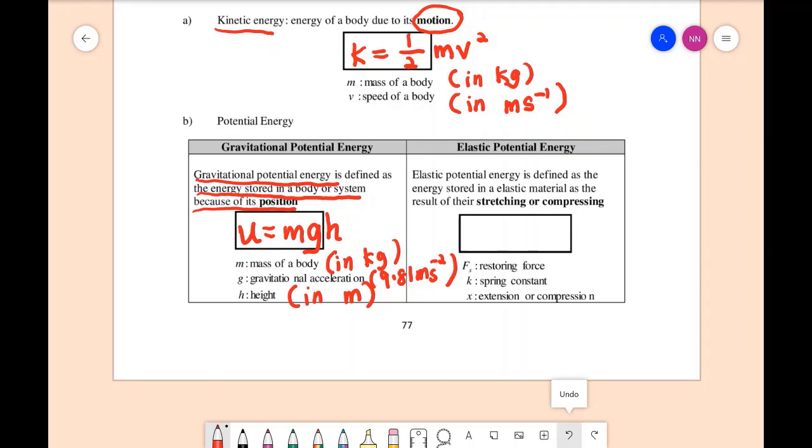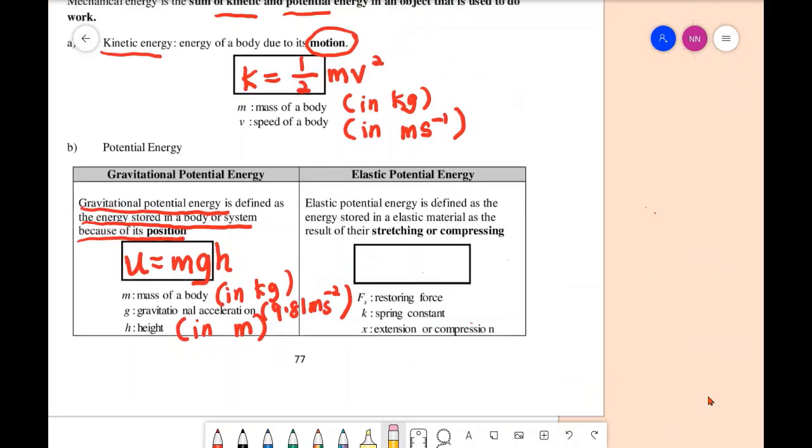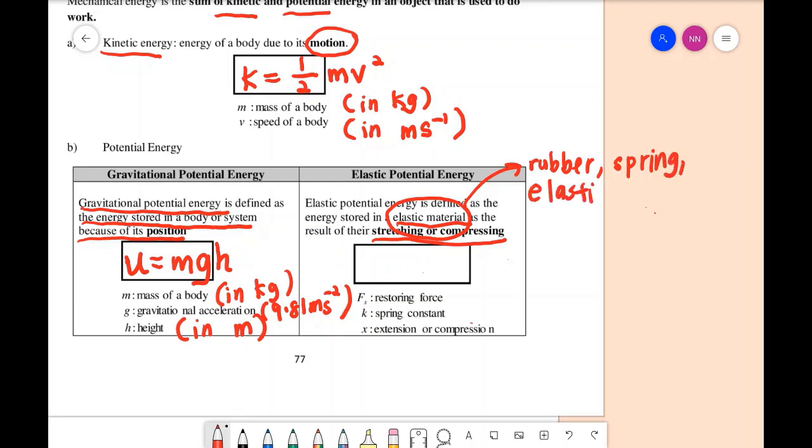Okay, what about elastic potential energy? Elastic potential energy is defined as the energy stored in elastic material as the result of their stretching or compressing. What is elastic material? Examples of elastic material are rubber, spring, and maybe elastic string.